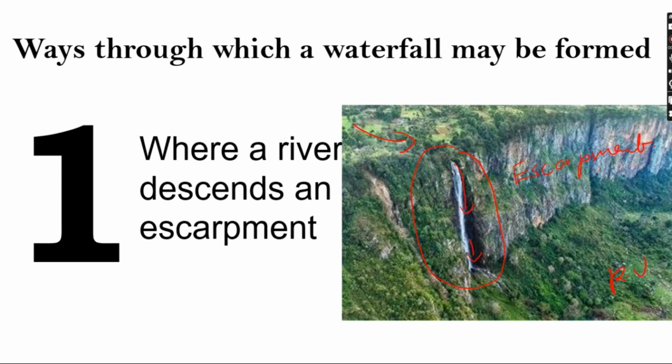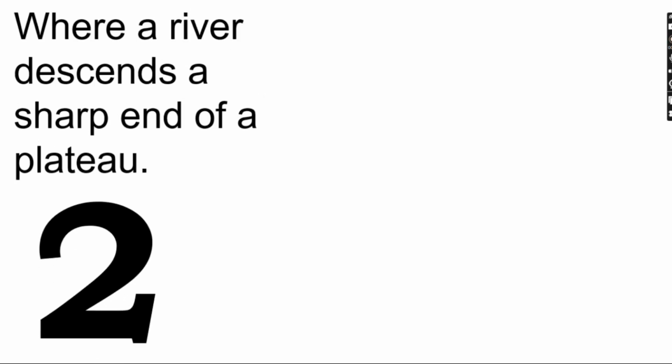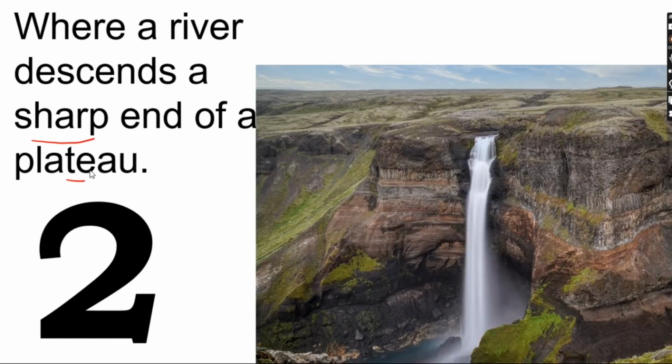This is basically not through erosion, but it's a case whereby we can have development of a waterfall. The next case where we can have a waterfall forming is where a river is descending a sharp end of a plateau. We know a plateau is a raised area. For example, you can see at this section, it is indeed a plateau area, but the river has been flowing over the plateau, but at the edge or the end point of that plateau, it is very sharp, and that's where we have development of the waterfall.